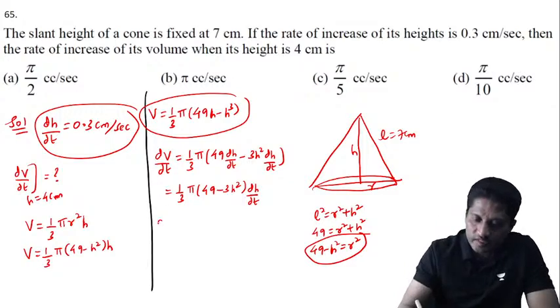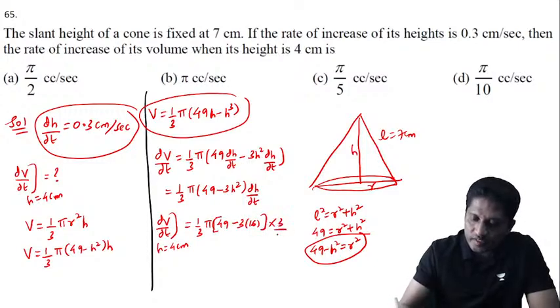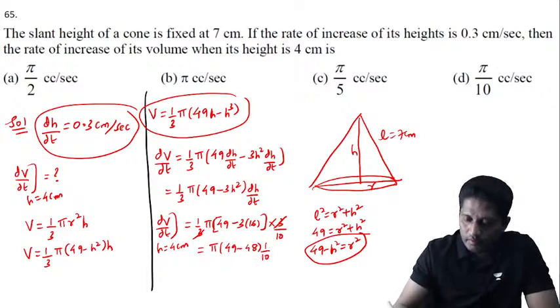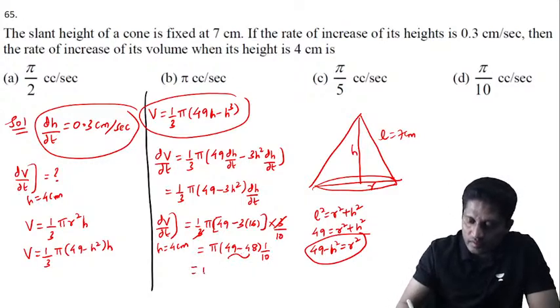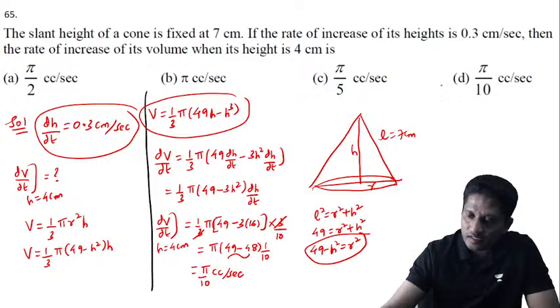Okay, now dV by dt when height is equal to 4 centimeter is 1 by 3 into pi, into 49 minus 3 into 4 square, which is 16. dh by dt is 0.3, that is 3 by 10. This will cancel. You get pi into 49 minus 48 into 1 by 10. This is anyways 1. You will get pi by 10 centimeter cube per second. Last option D.